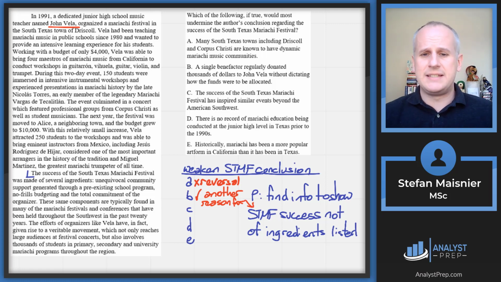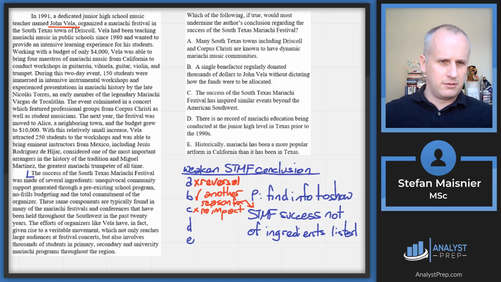Now, moving to choice C, the success of the South Texas Mariachi Festival has inspired similar events beyond the American Southwest. Well, what happens after the festival doesn't impact how the festival began and succeeded in the first place. So this has truly no impact, because whether it does or doesn't go beyond the one festival doesn't impact its success to start. So that's out.